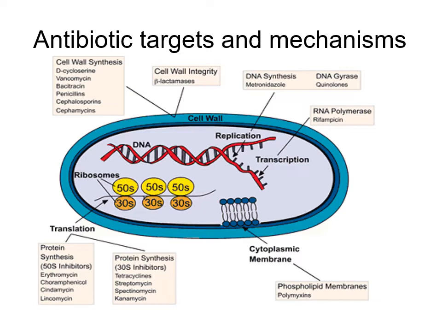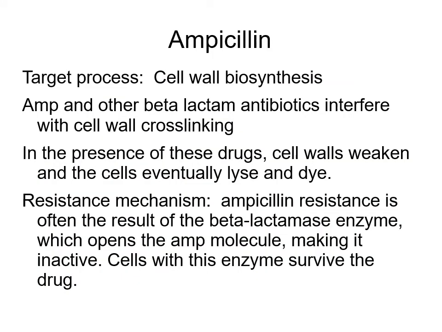So in thinking about this, we have to think about the antibiotic and the resistance. We need to have the antibiotic and also a gene which will confer resistance for one reason or another. So for ampicillin, the target process is cell wall biosynthesis. This is an example of a beta-lactam antibiotic, and what it does is it binds proteins that are involved in cell wall cross-linking, and if it binds them, inhibiting their action, the cells will continue to try to grow, but the cell walls will become weak, and the cell will eventually break open and die. So that's what the drug does.